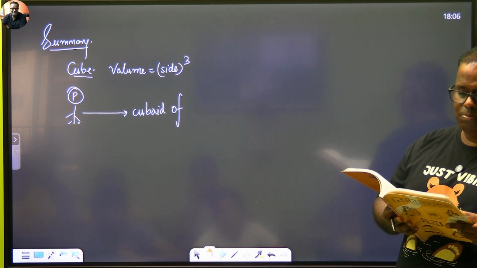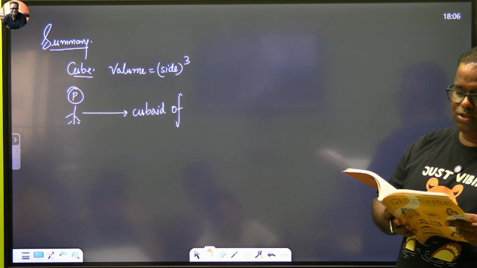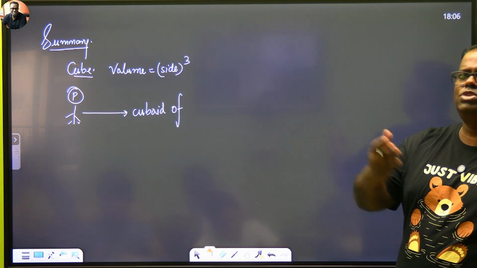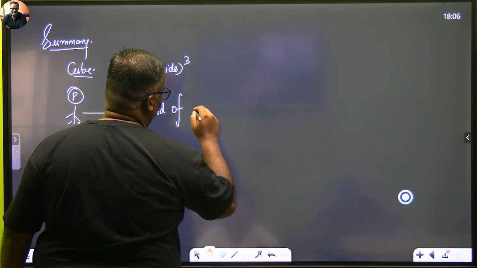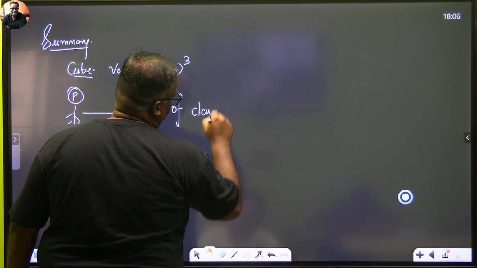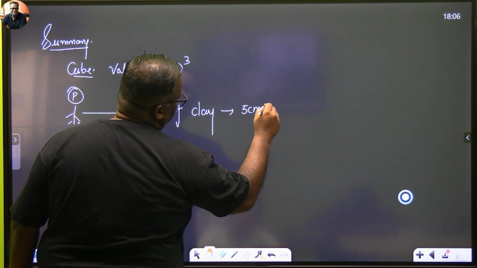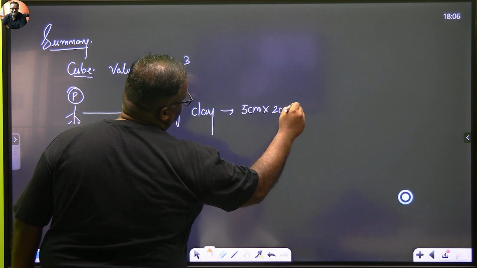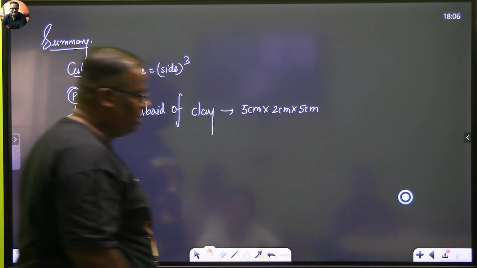So he makes a cuboid of plasticine, and the dimensions of that are 5 centimeter, 2 centimeter, 5 centimeter. So he has made a cuboid of clay. Okay, that will be easy for you. And the dimensions are 5 centimeters into 2 centimeters into 5 centimeters. Such type of questions we will always draw. Let us first write it down.